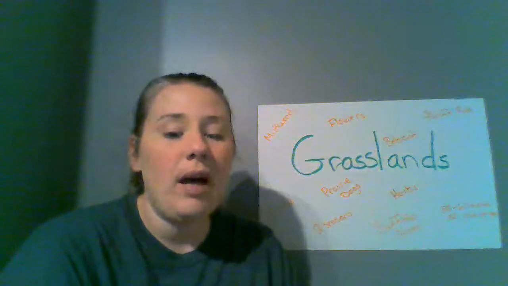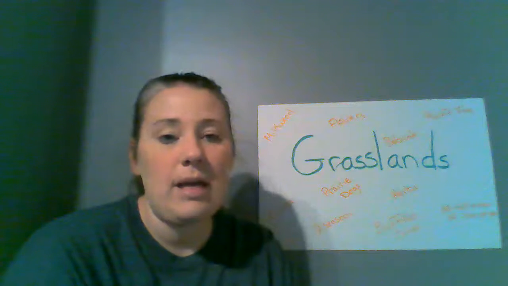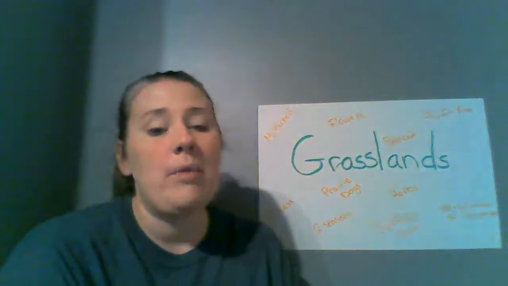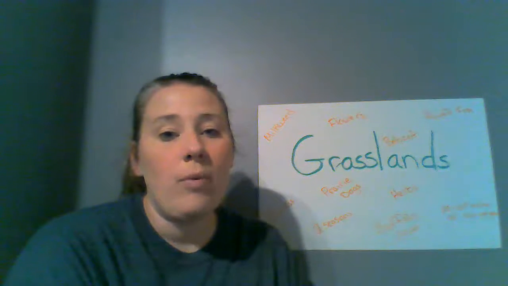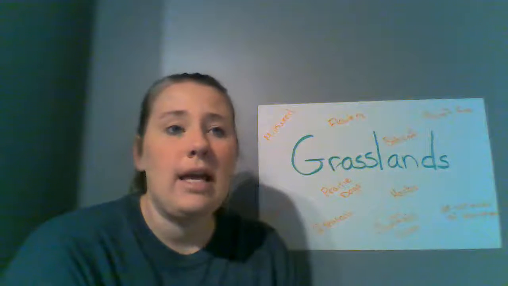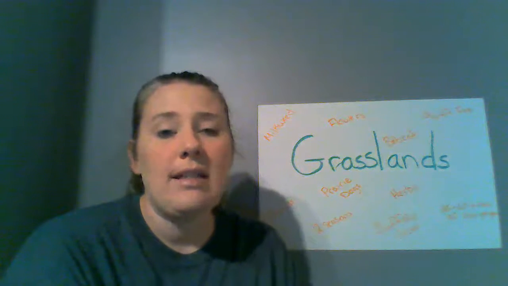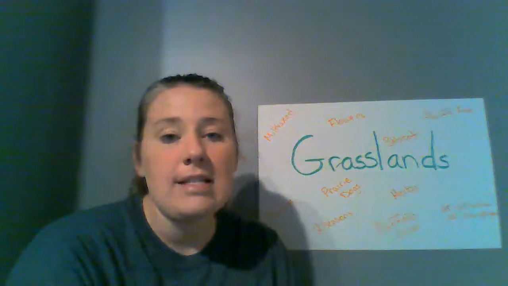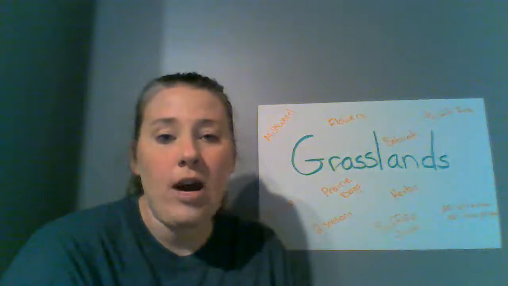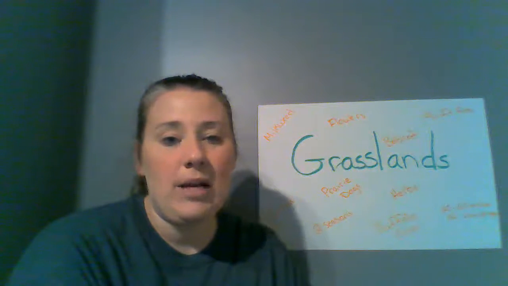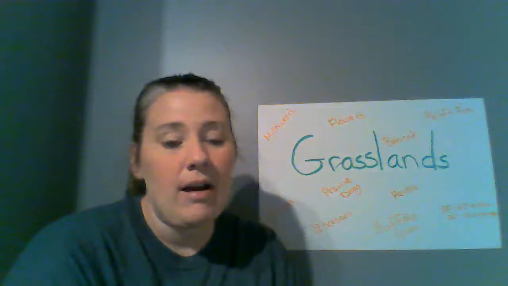A couple of cool facts. Because it is mostly made up of herbs and grass, we call it the breadbasket of the world because that's where we get a lot of our oats and grains and things like that to make bread and your cereal and rice and all that good stuff, your pizza crust, all that good stuff that you guys like to eat. So that's one name for it.